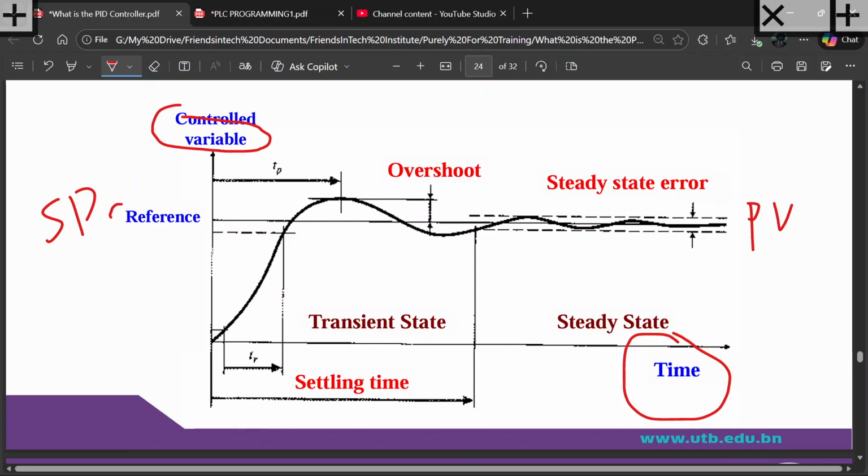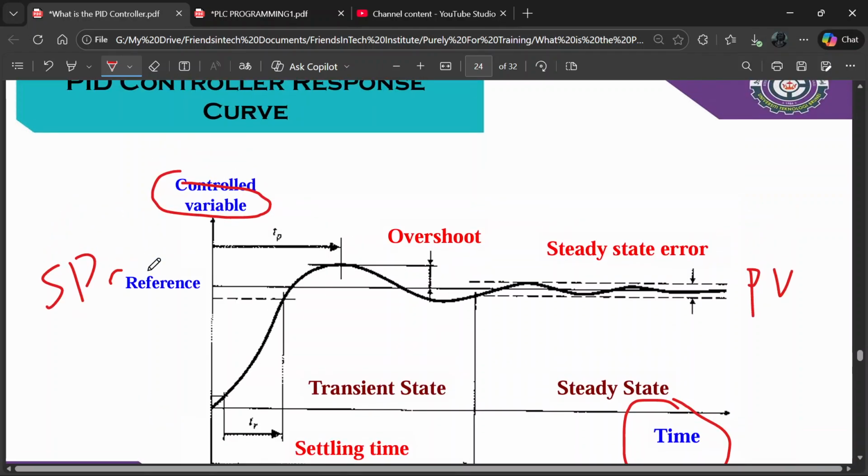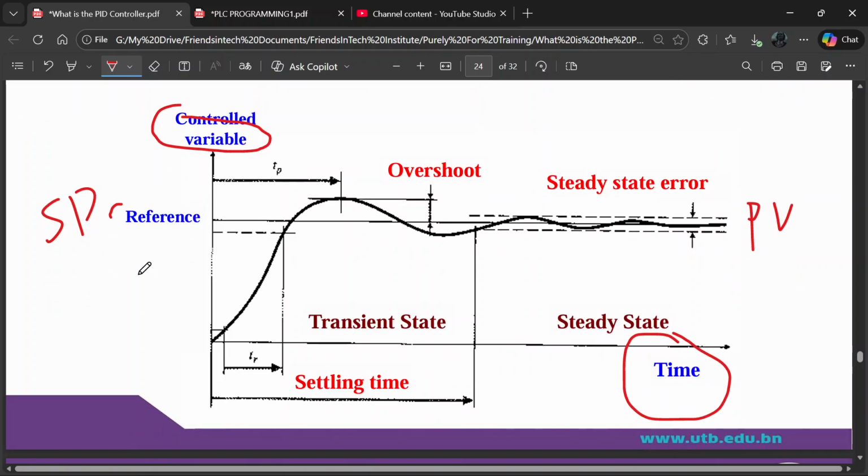Process variable. So this here does not include the behavior of your actuator, because in this process your actuator can be opening, closing at 20%, 30%, 40%, 50%, 60%. So it can be rising, falling, rising, falling. That's actuator behavior. But this curve here is for the process variable, PV.